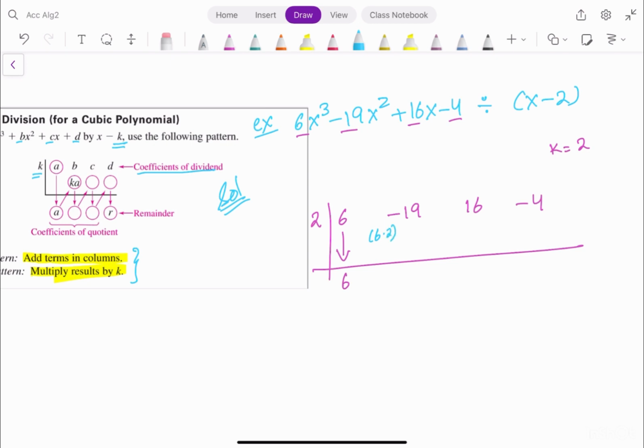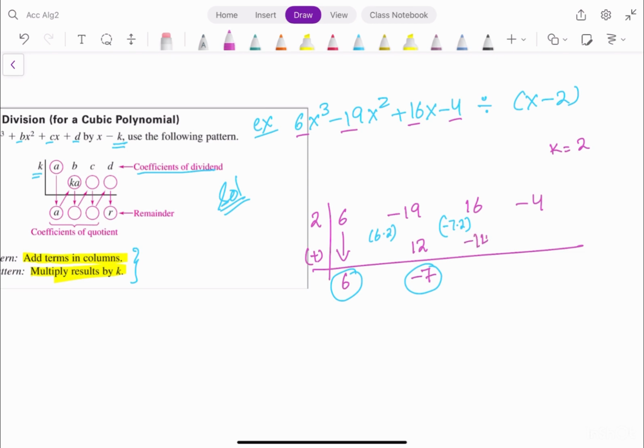And remember, we do vertical addition. There is no subtraction in synthetic division. In long division, we do subtraction. In synthetic, we do addition. Now, negative 19 plus 12 will give you negative 7. Now, this is my new number. So, new number times k. What is k? k is 2. So, negative 7 times 2 will give you negative 14.